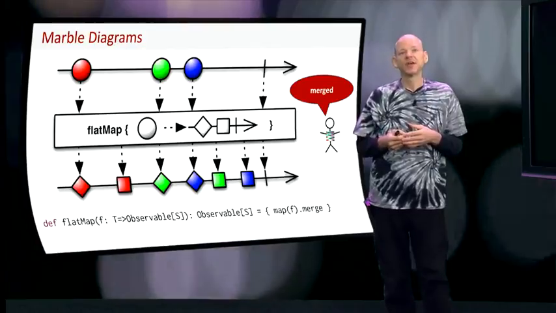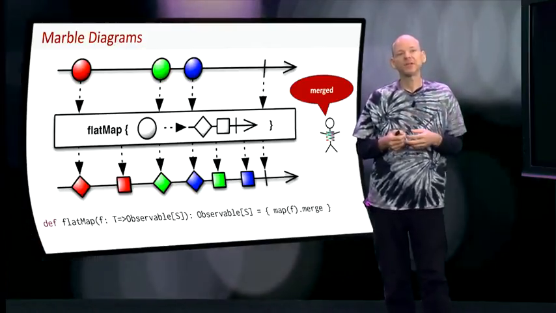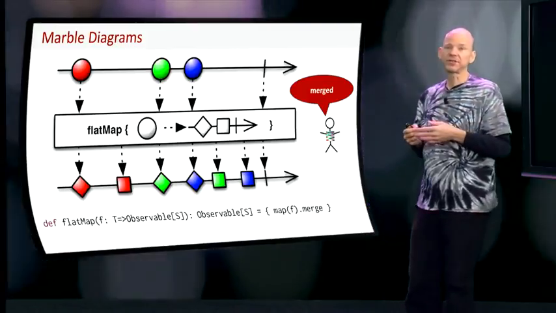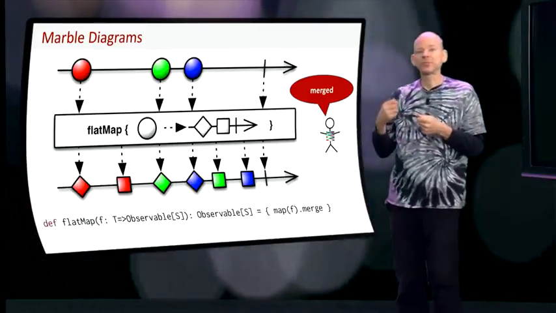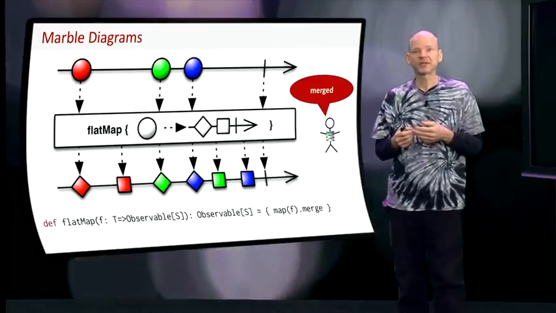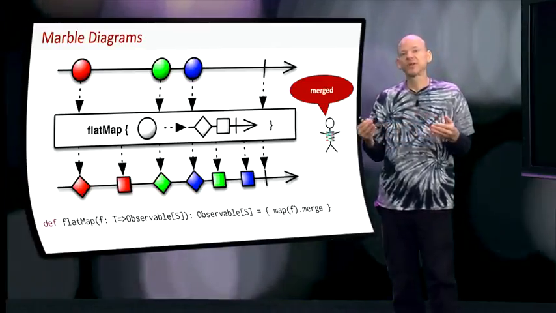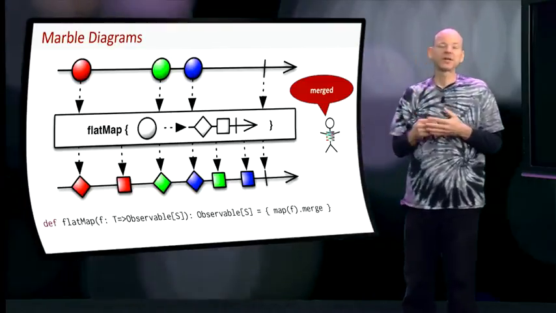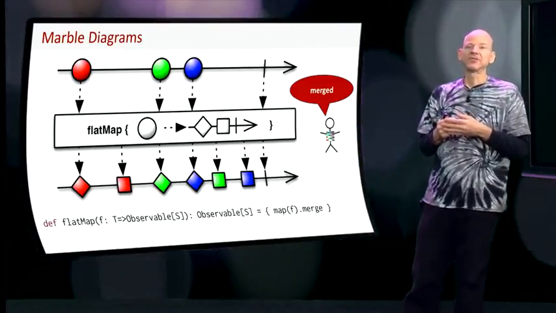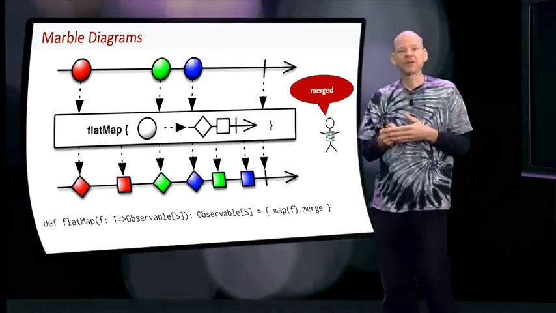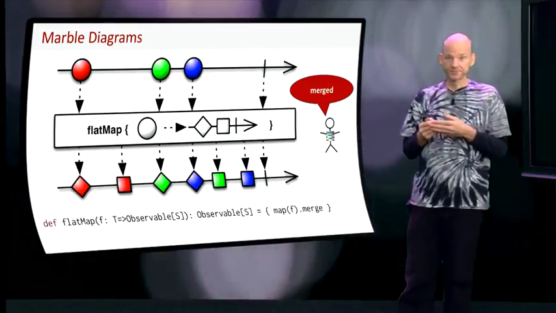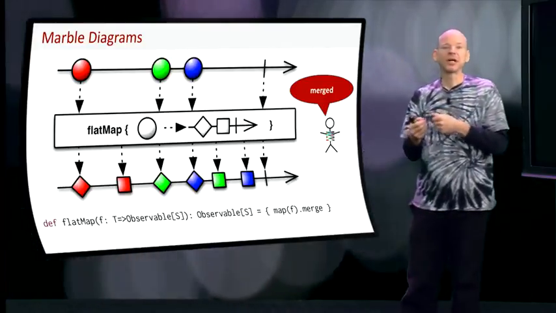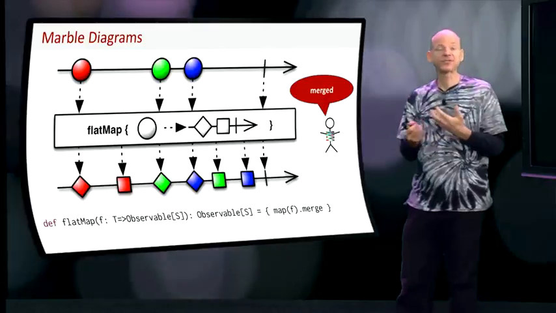And in this case, what happens is that every time a new value arrives on the input stream, the function is called, and that one will produce the values asynchronously, and all the results will be merged into the output stream. And if you look at this example here, say that the flat map function takes a marble and turns that into a diamond and a square of the same color.